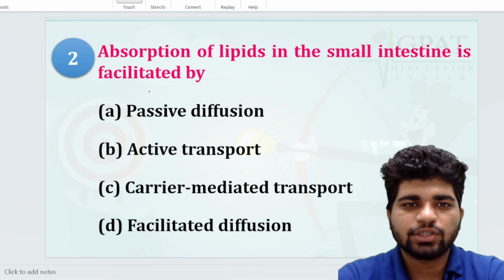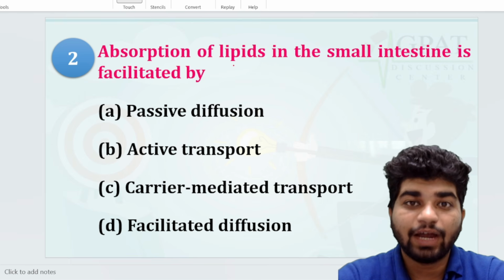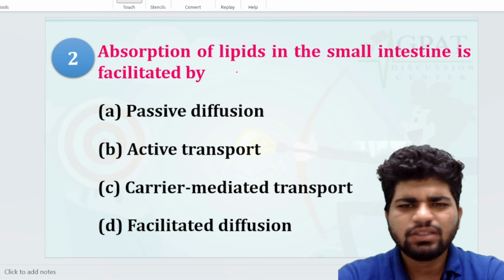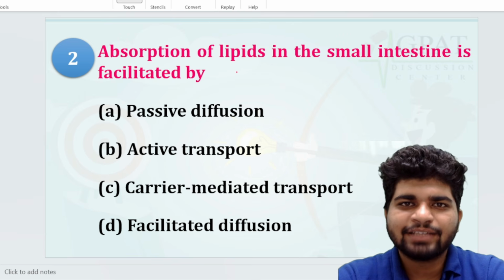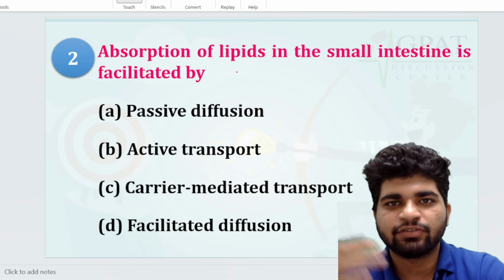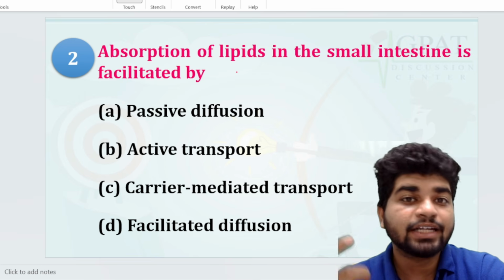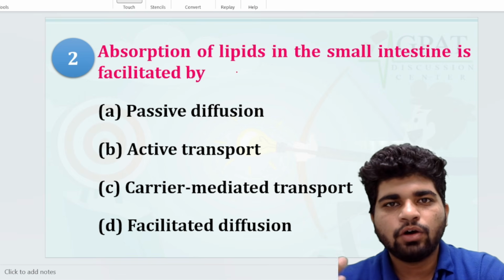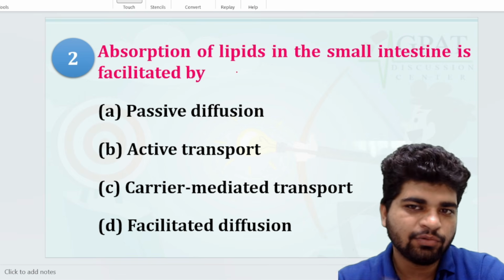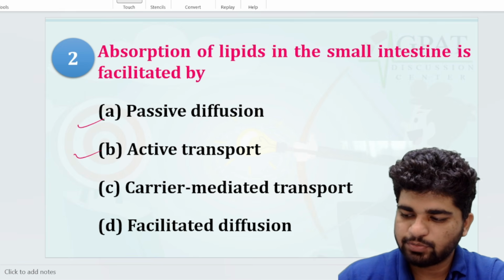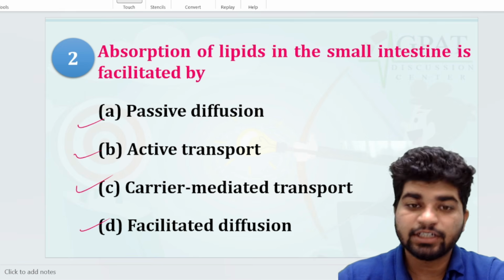So here we have the next question: absorption of lipids, that's your fats, in the small intestine is facilitated by. You know that lots of fats and essential nutrients get absorbed through the small intestine because the small intestine has a large surface area, and that is responsible for the increased absorption of those nutrients, right? So what kind of transport mechanism is involved in that kind of transportation? Is it passive diffusion, active transport, carrier mediated transport, or facilitated diffusion?